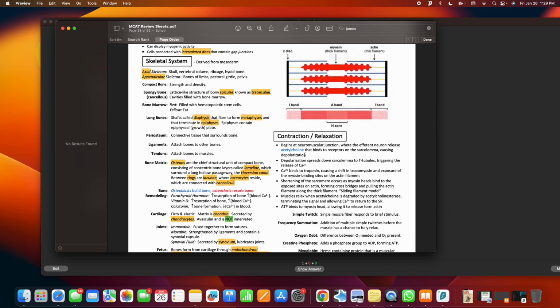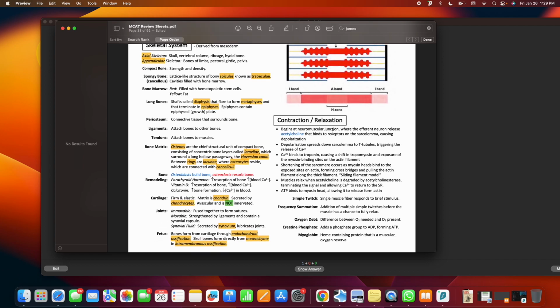So let's look at the contraction and relaxation. It begins at the neuromuscular junction, where the efferent neuron releases acetylcholine that binds to receptors on the sarcolemma. So we have the neuromuscular junction. Is this a gap junction? We don't know. We'll see. The acetylcholine binds to the receptors on the sarcolemma, causing depolarization.